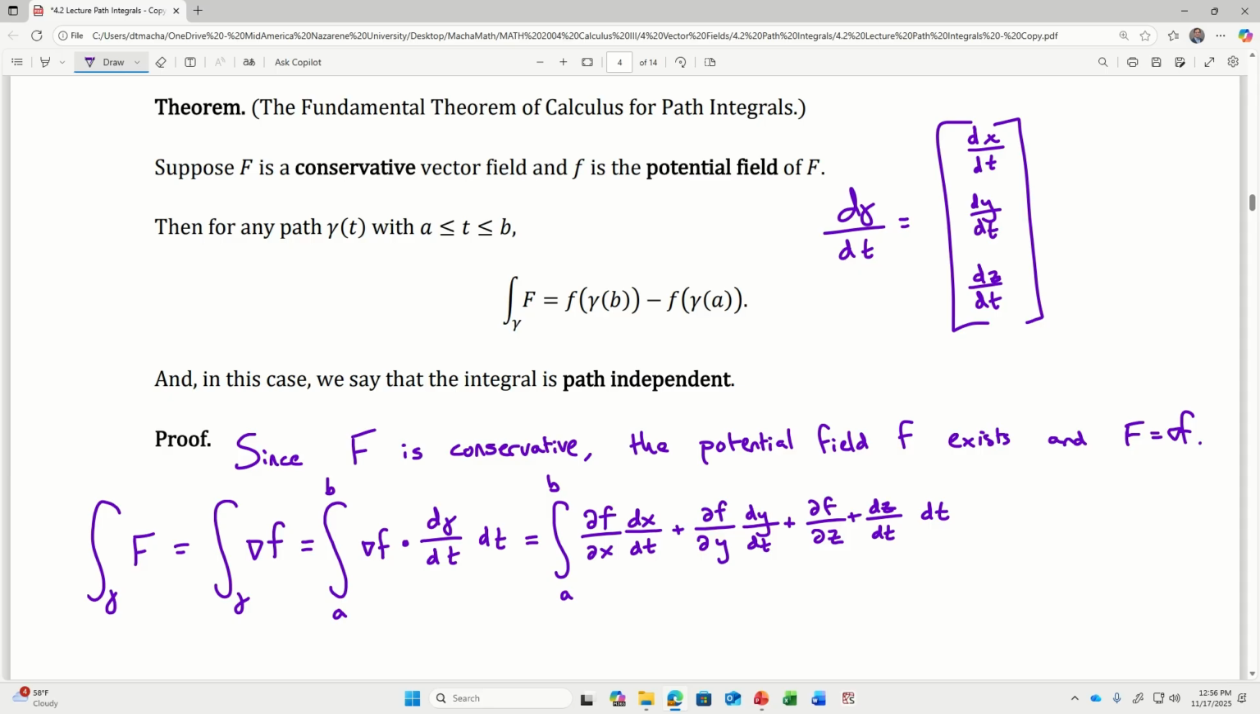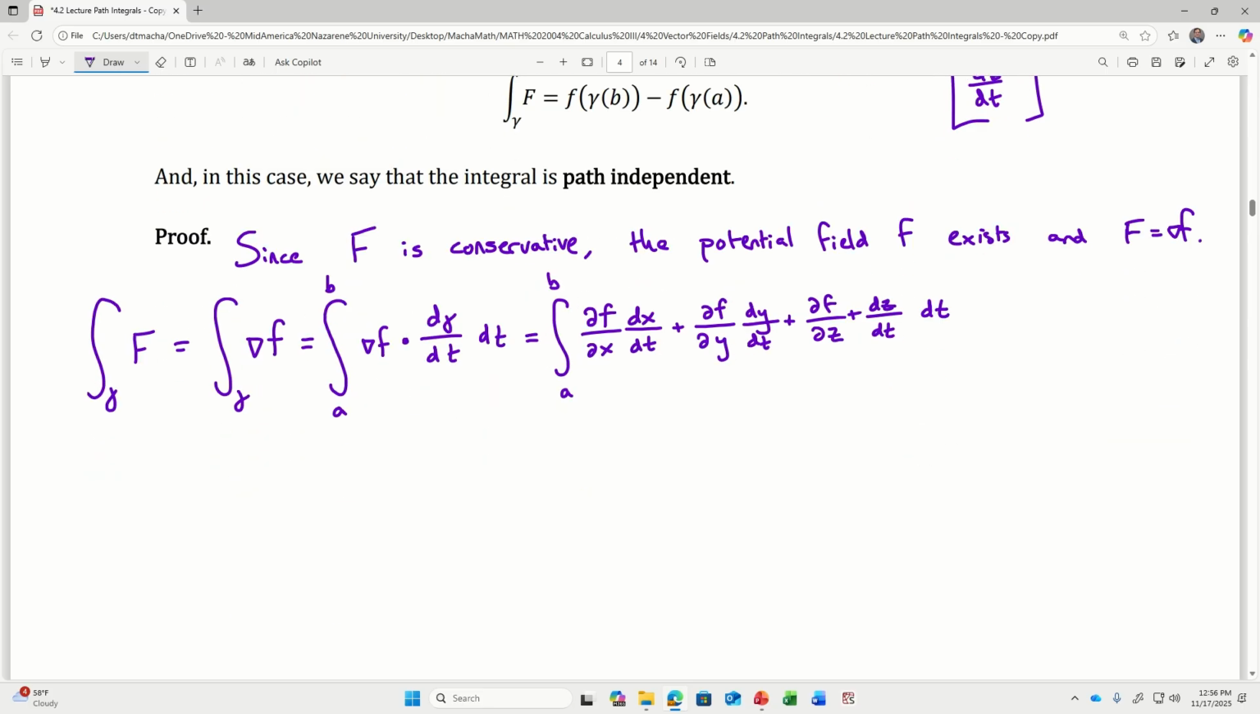There we go. So what is the partial of f with respect to x times dx/dt, plus the partial of f with respect to y times dy/dt, plus the partial of f with respect to z times dz/dt? This is what you would call the total derivative of f with respect to t.